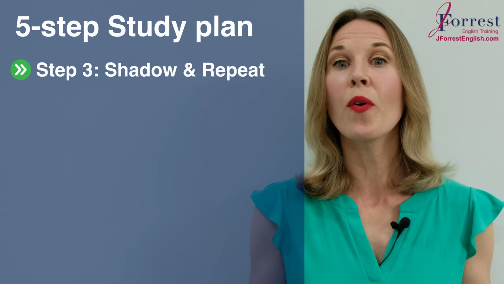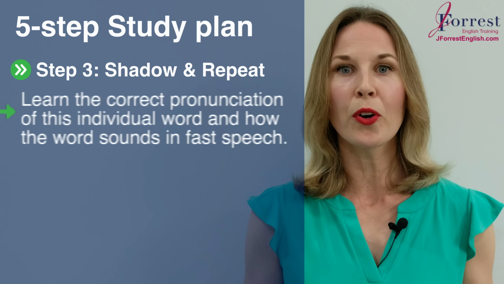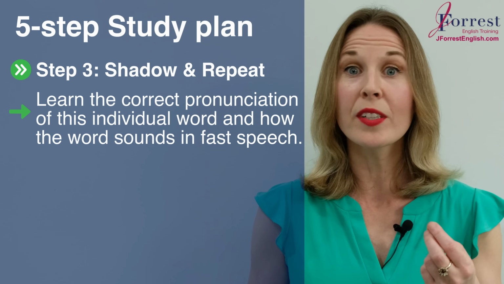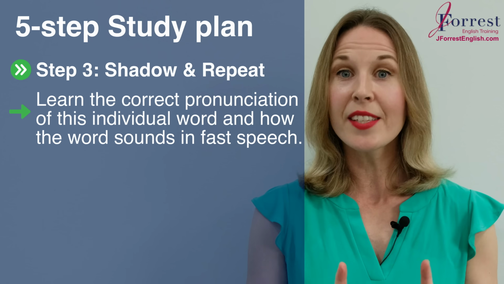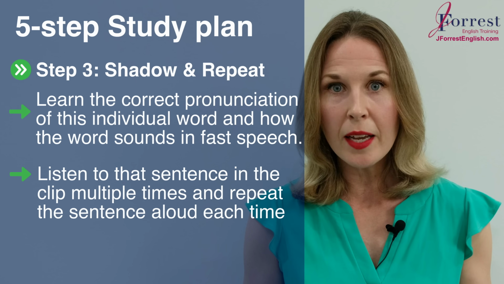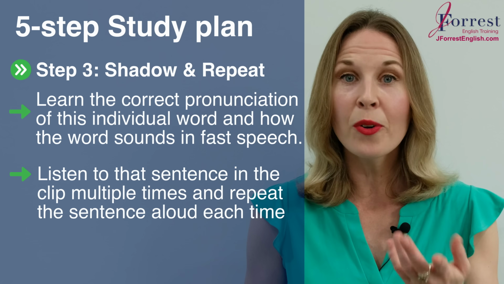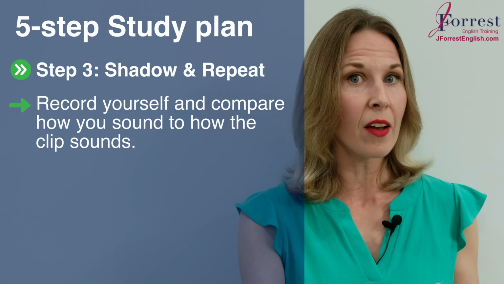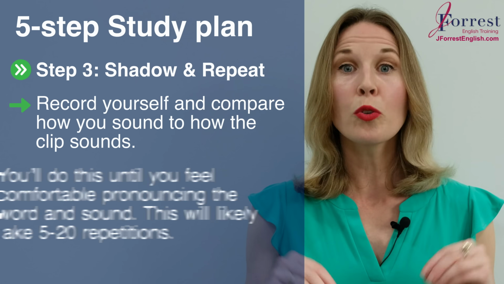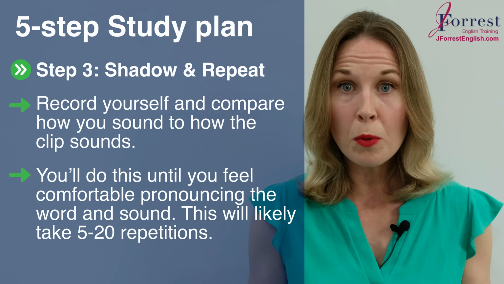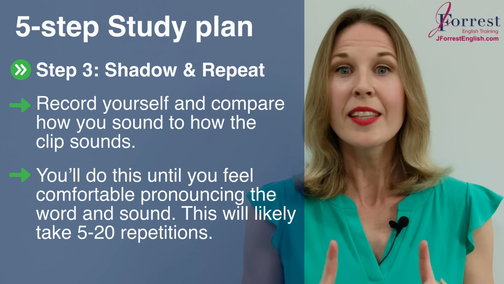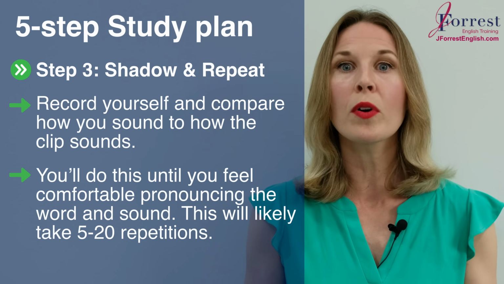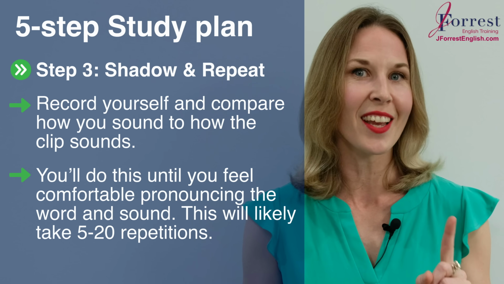Step 3, shadow and repeat. Now it's time to learn the correct pronunciation of this individual word and how the word sounds in fast speech. Listen to that sentence in the clip multiple times and repeat the sentence aloud each time. Record yourself and compare how you sound to how the clip sounds. You'll do this until you feel comfortable pronouncing the word and sound. This will likely take 5 to 20 repetitions. At the same time, you're improving your listening skills of fast English.